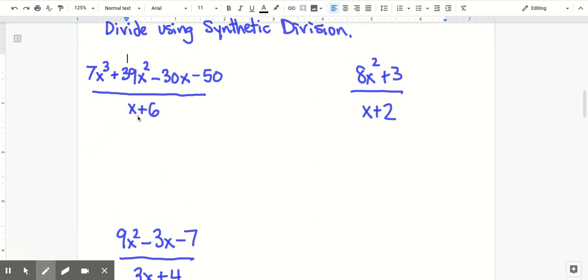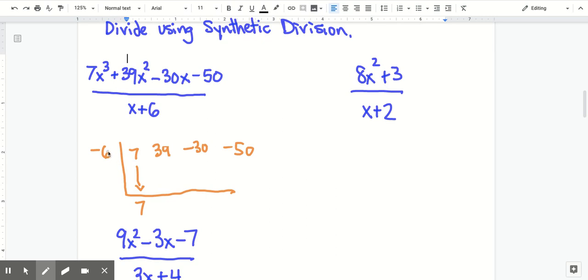That is what you need to put on the outside. If you see an x plus 6, that means the outside of my division box is going to say a negative 6. It's always going to be the root. So I put a negative 6. I get my division box going right here. My inside goes 7, 39, negative 30, negative 50. First term always gets carried down all the way to the bottom.